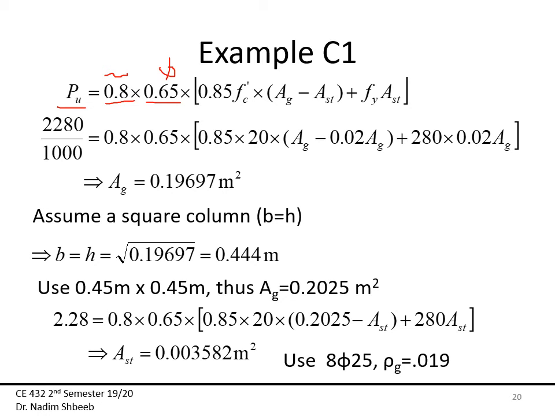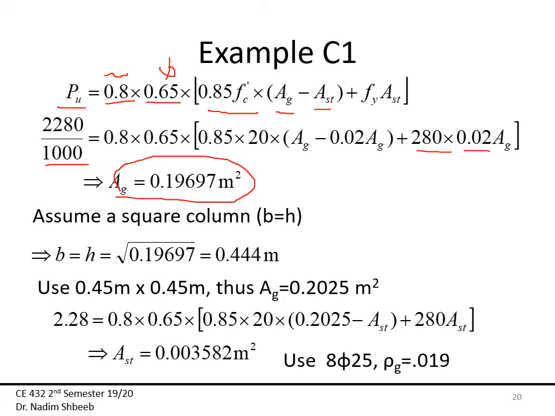Now the equation that we developed was 0.85 F prime C times (area gross minus total area of steel) plus Fy times area of steel. Now P ultimate, we calculated to be 2,280 kilonewtons, but since I'm dealing with megapascals, I'm dividing this by 1,000 to convert that into mega newtons. If you don't do that, you will get some very weird answers. Now I'm assuming my area of steel to be 2%, so this is going to be area gross minus 2% area gross, plus 280 times 0.02, 2% of the gross area. If you solve that, I'm going to get a gross area of 0.196, about 0.2 meters square.